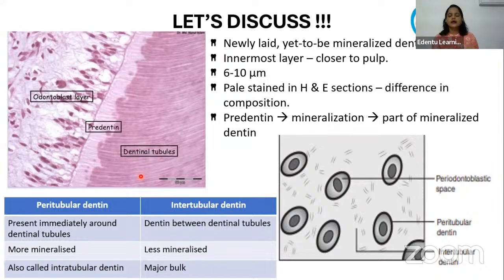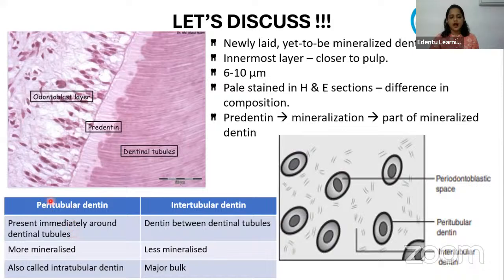If you look at the histopathological section with hematoxylin and eosin, you can see that this area alone takes up less stain. Why the less staining in this area? Because it is less mineralized. Gradually, this predentine will mineralize and become part of the normal dentine soon. So that's about predentine.